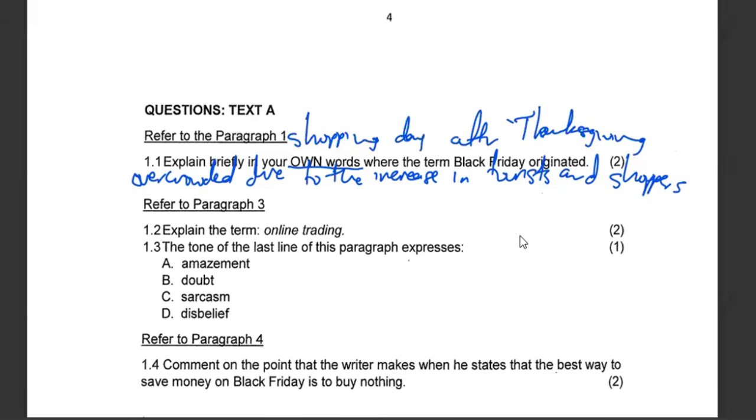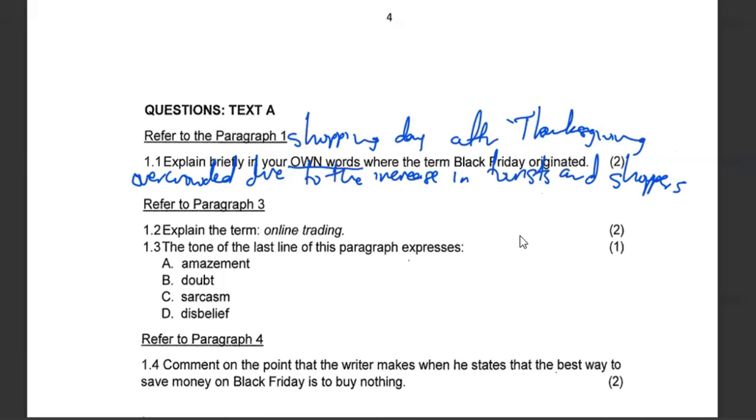It referred to paragraph 3. Paragraph 3 says, Black Friday was adopted in South Africa in around 2014. The online retailer Takealot played a pioneering role in introducing this concept. Black Friday was first introduced to online trading, but it gained popularity when physical stores adopted the idea. The day has since become a major shopping event in South Africa, a day in which retailers are said to offer significant discounts. Our question says, explain the term online trading.